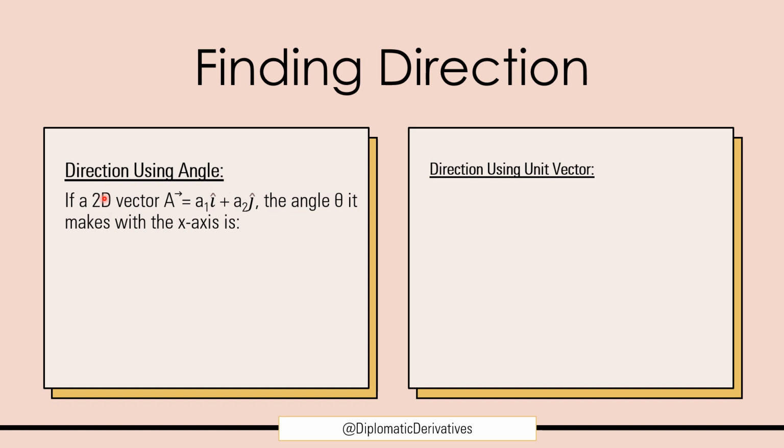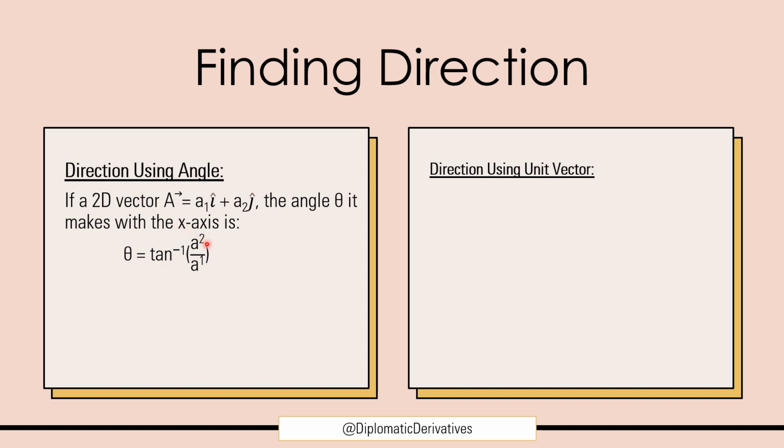So for the angle, if a 2D vector A is equal to a1i plus a2j, the angle theta it makes with the x-axis is given by a formula. Either you make it directly on the Cartesian plane, or you will use the formula. Right? How to use the formula? The formula is that theta is equal to tan inverse from the vector.